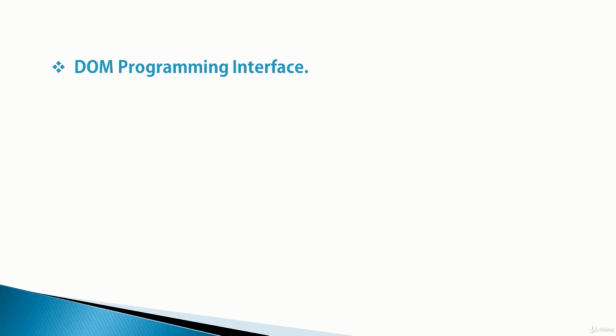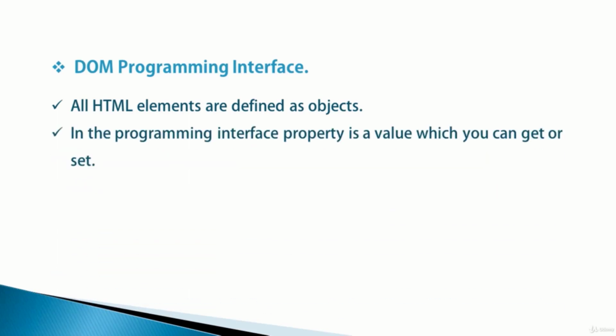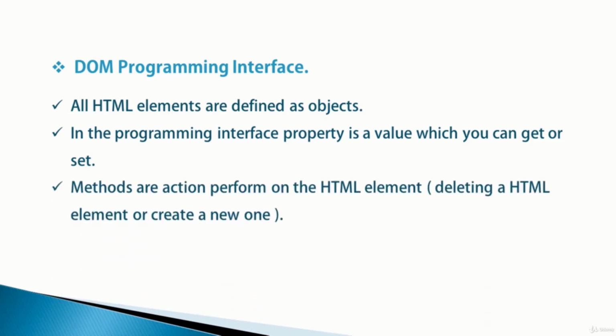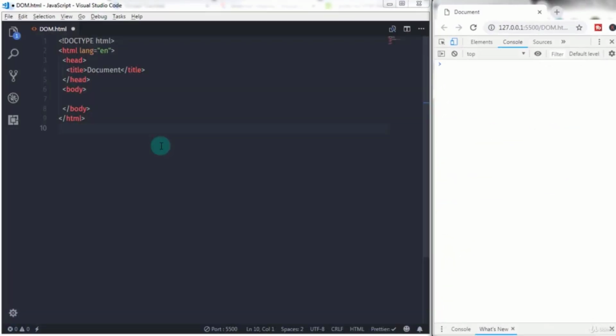So we will first understand the DOM programming interface. As I said in the previous lecture, all HTML elements are defined as objects. In the programming interface, a property is a value which you can get or set, and methods are actions performed on the HTML elements, like deleting an HTML element or creating a new one. Now let's take a look at an example and understand how to access an HTML element using the document object model.